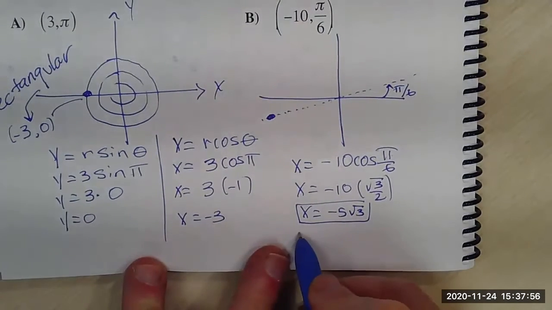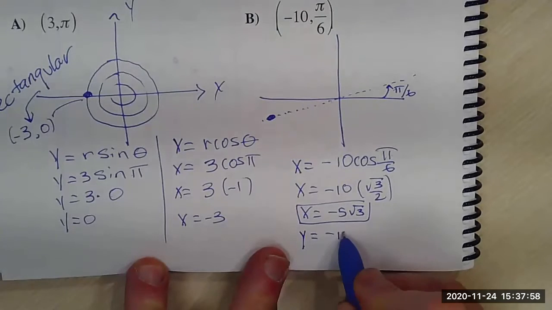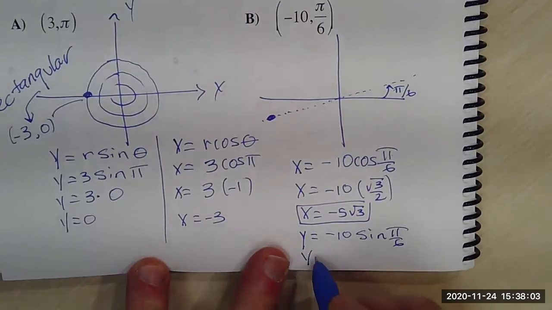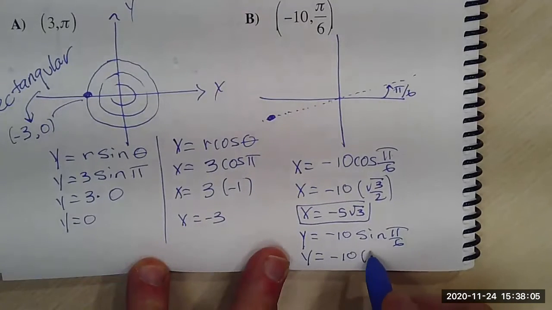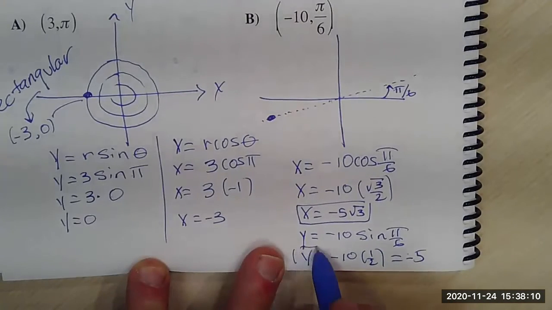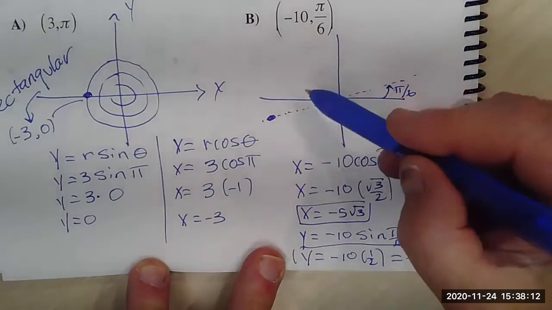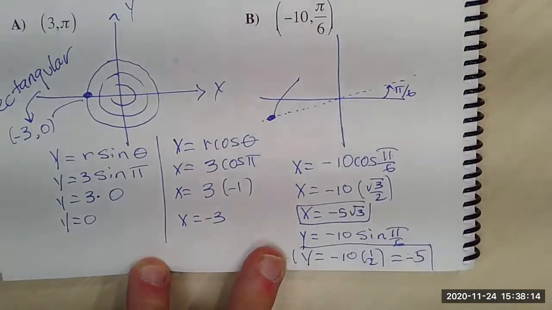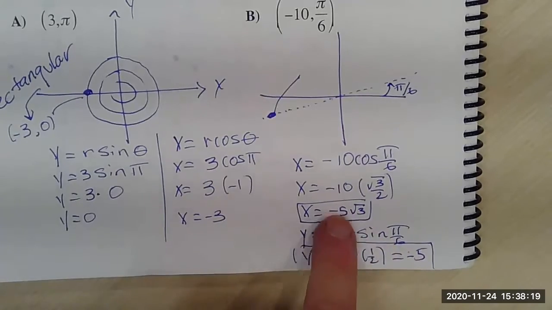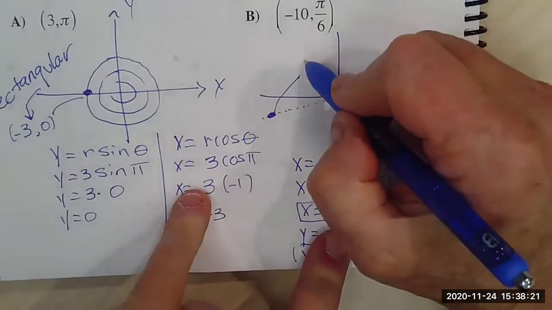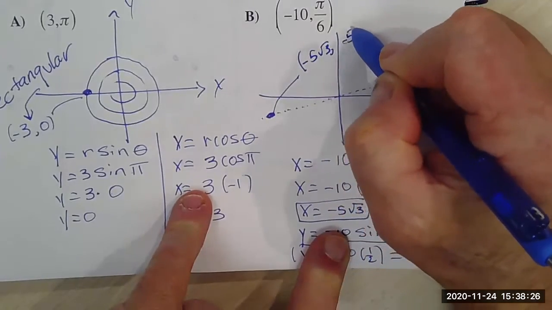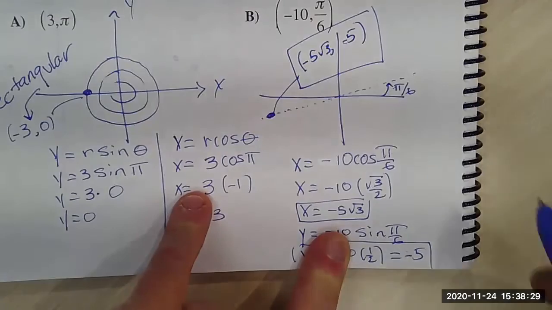And in like manner, you want the y. So this ordered pair that's right here is these two numbers. The ordered pair is -5√3, -5. That's rectangular form.